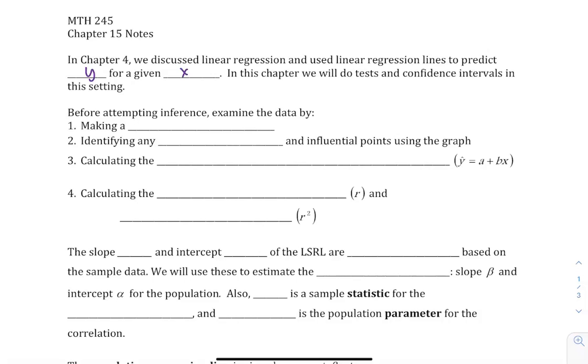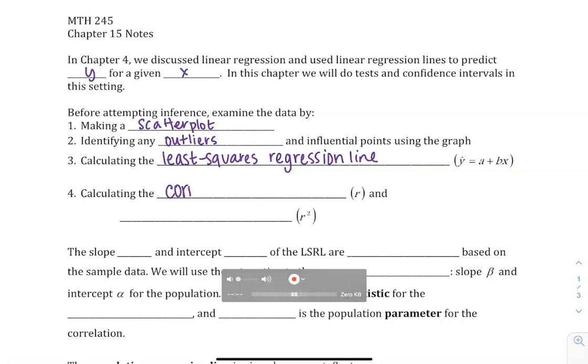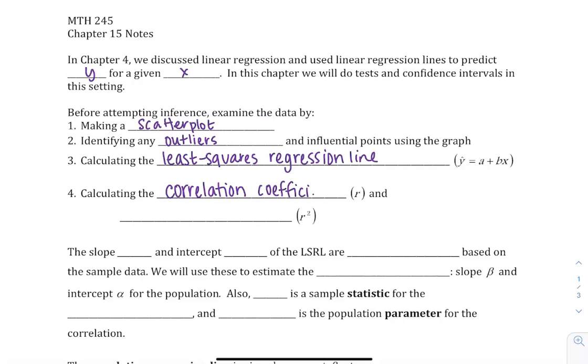Before you ever attempt any inference, the first thing you want to do is examine the data by making a scatter plot, identifying any outliers or other influential points using that graph. Then you want to calculate the least squares regression line, and also calculate the correlation coefficient and the coefficient of determination R squared.